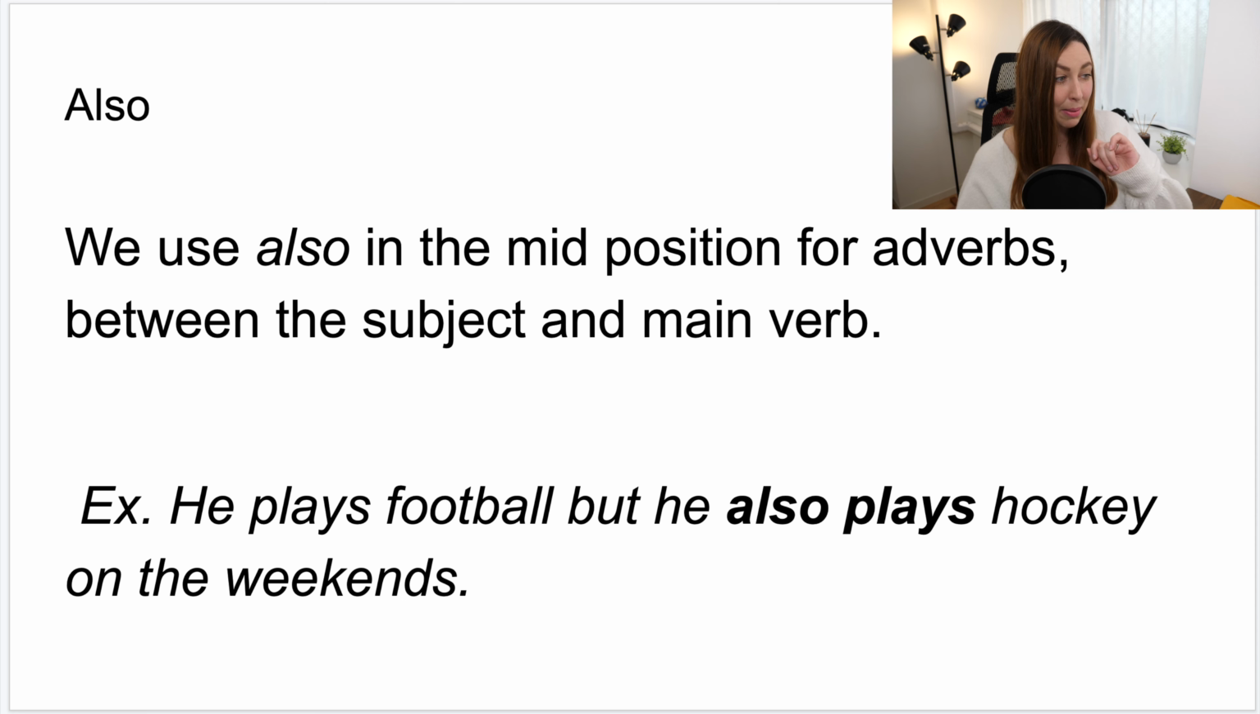Let's take a look at this example. He plays football, but he also plays hockey on the weekends. So if you can see here, he also plays. So here we have the subject, and then we have the main verb, plays. He also plays. Does that make sense? Very good. Next one.